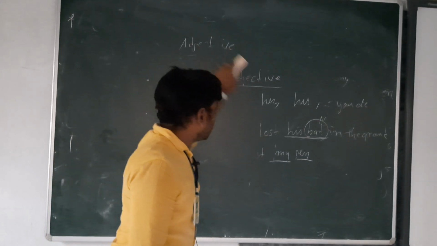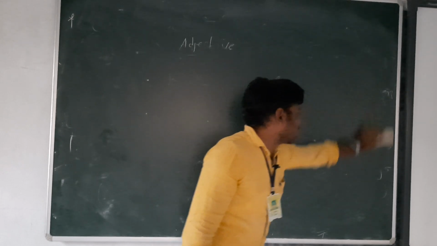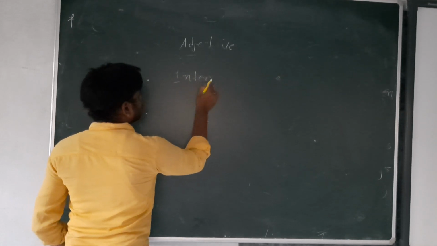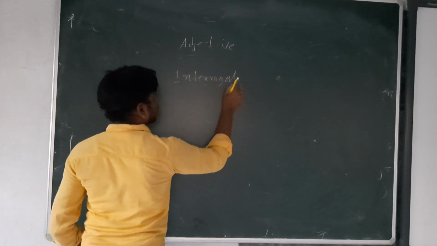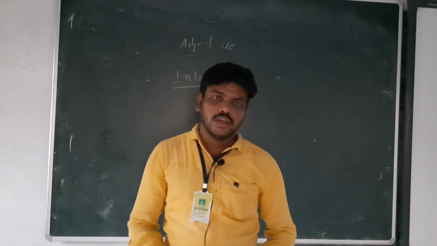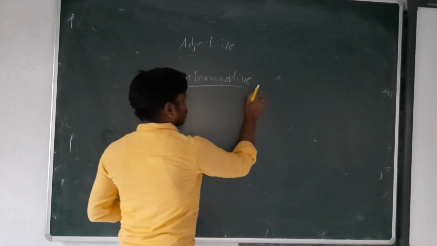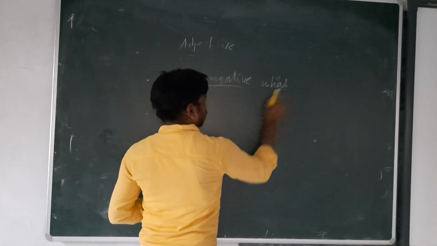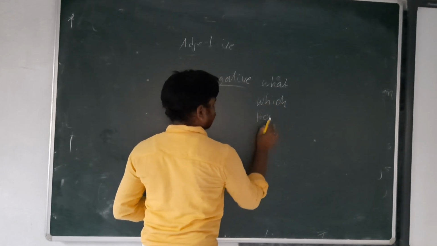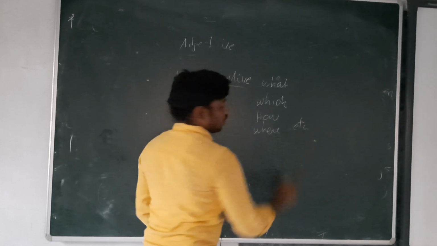Now, interrogative adjectives. Let us see the last type in this sentence. What do you mean by interrogative adjectives? It means asking questions. Asking questions are called interrogative adjectives. Now in WH questions we know what, which, how, where, etc. They are called interrogative adjectives.